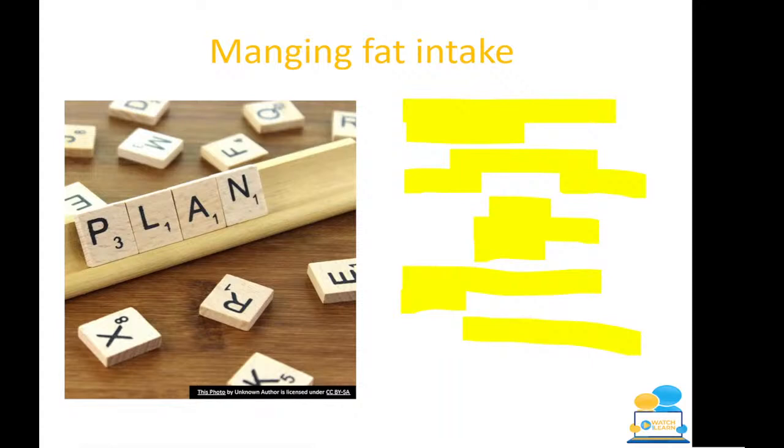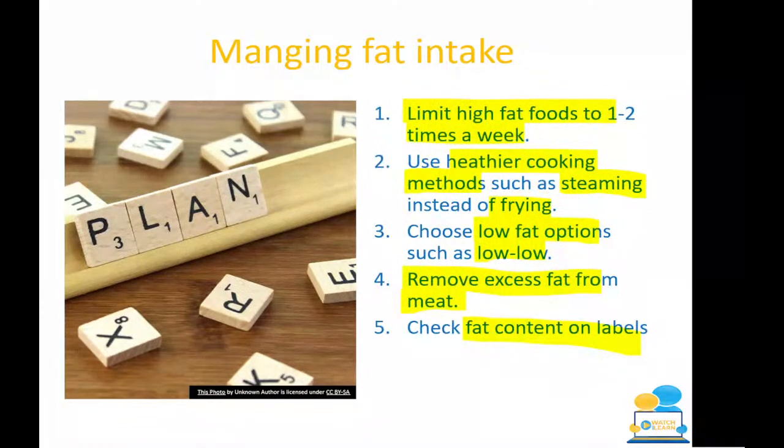So how can I manage fat intake? So this is a slide that the SEC would like to use a lot for in the papers. So I've seen it come up in the sample papers a good bit, and it also links in with CBA2 at the moment, but they do love asking questions like this, and it links into your healthy meal planning and looking at the food pyramid. So managing fat intake, you should limit high fat foods to 1 to 2 times a week. So you're always thinking back to the food pyramid.